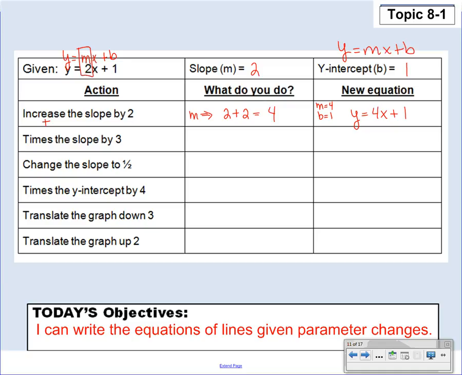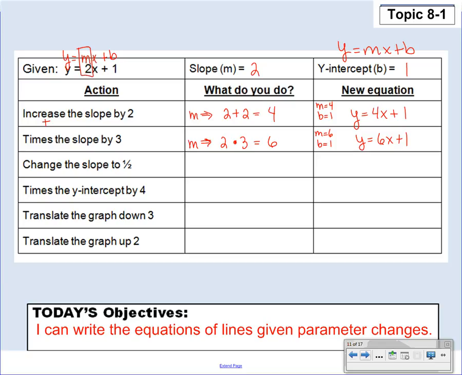Next thing says we're going to times the slope by 3. So the only thing that changes is the slope. We take our original slope of 2. We're now going to multiply it times 3, and we get a new slope of 6. So our slope is 6. Our y-intercept is 1. We have y equals 6x plus 1.